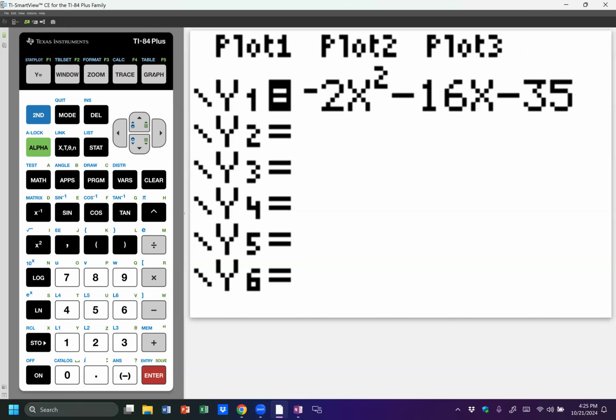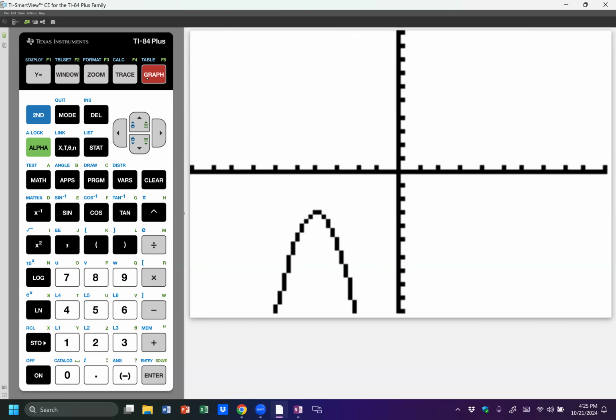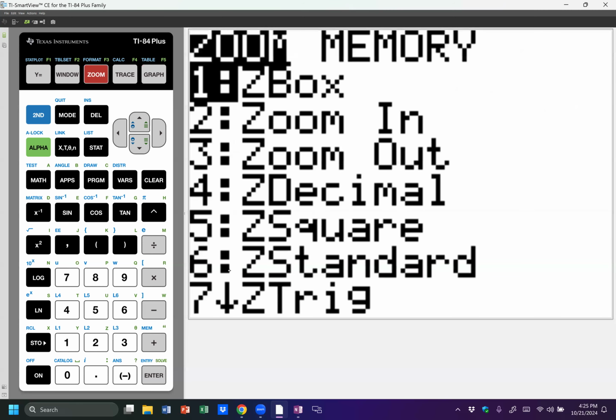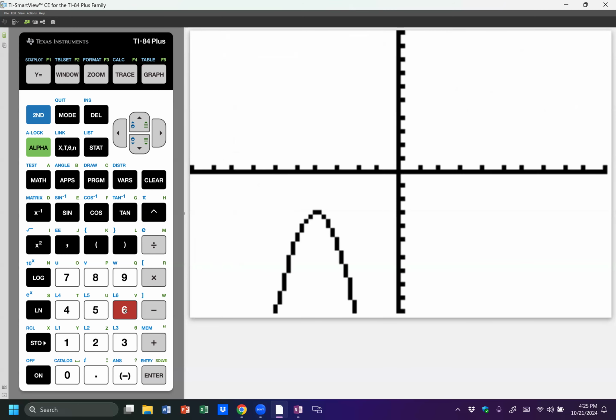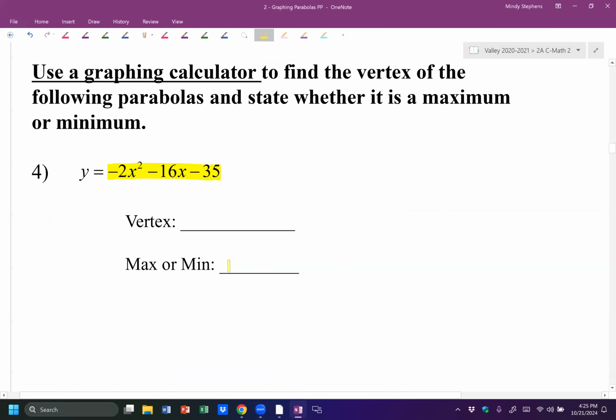Then hit the button that says graph. Again, if your screen is weird here, push zoom, go down to number 6, zoom standard, and it will put you back to this regular screen. Looking at this graph, I can tell that it is a maximum because the vertex is up here at the high point. So this is a maximum. I'm going to go back to my paper and write maximum.